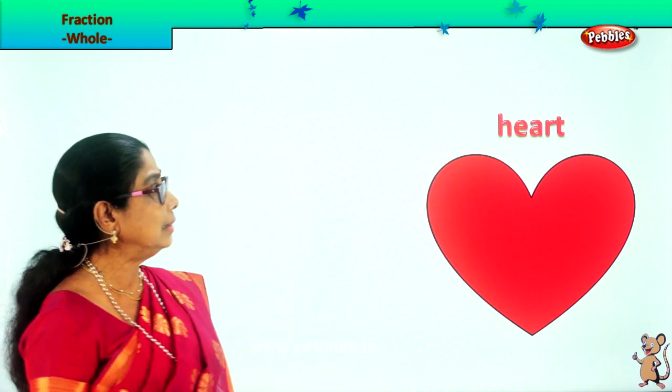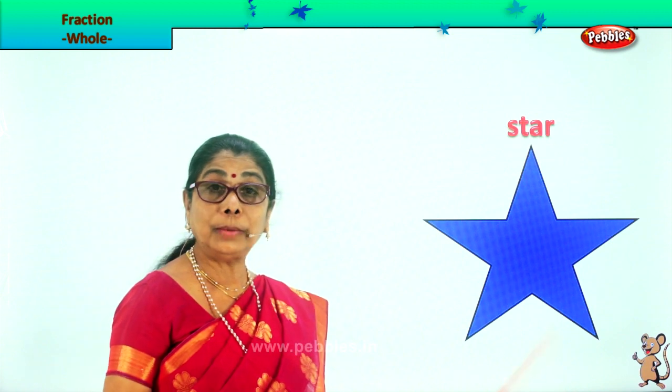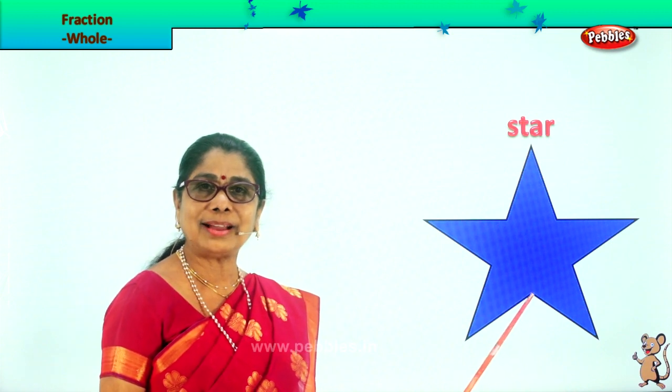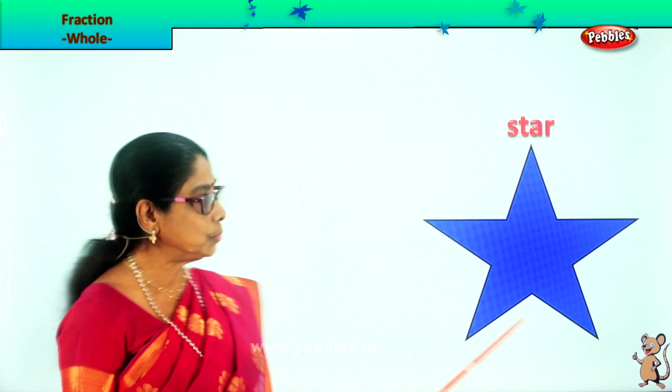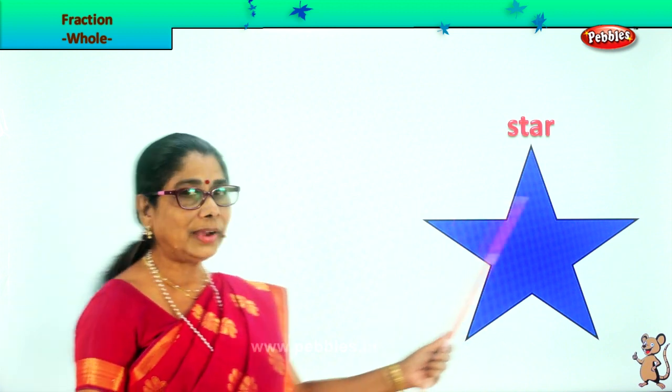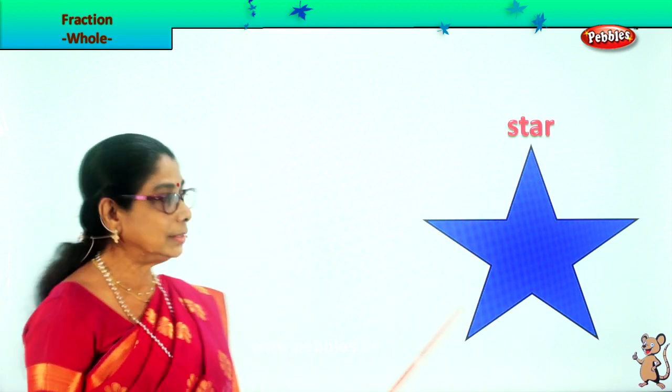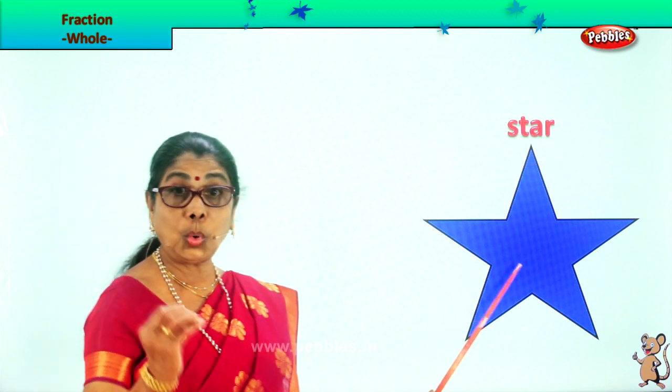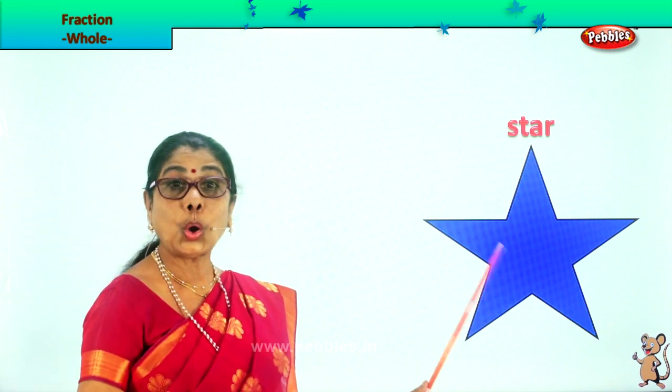Another shape. Understand what is whole. Star. When do you see stars? Festival time, Christmas time. Got 5 corners. Beautiful star. One whole star this is. Yes? Whole.